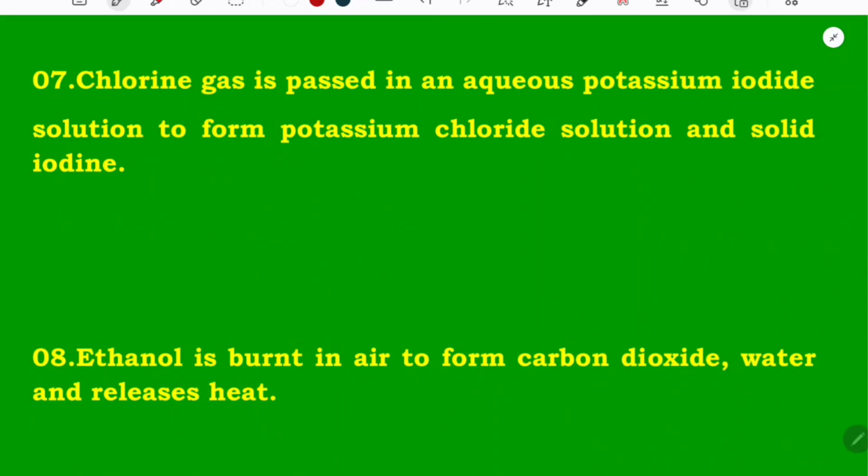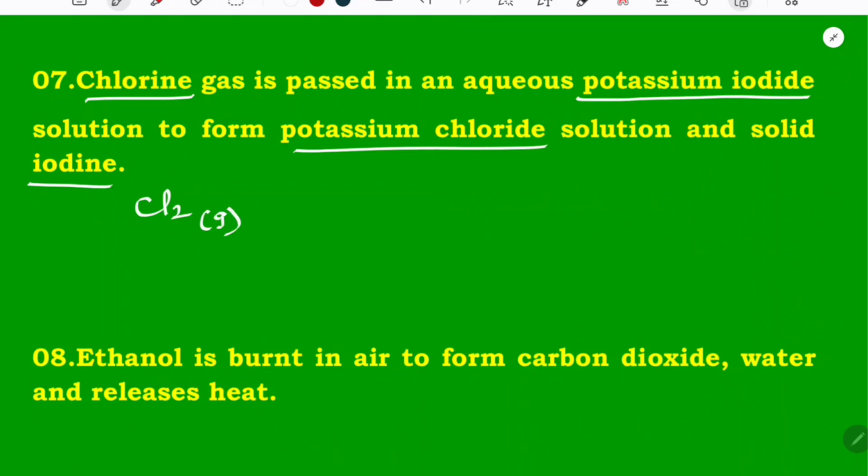Chlorine gas is passed into aqueous potassium iodide solution to form potassium chloride solution and solid iodine. So chlorine gas means we can write Cl2. This is a gas passed through aqueous potassium iodide. Potassium iodide formula is KI, an aqueous solution, to form potassium chloride KCl. This is also aqueous. And solid iodine means just I2. This is solid.